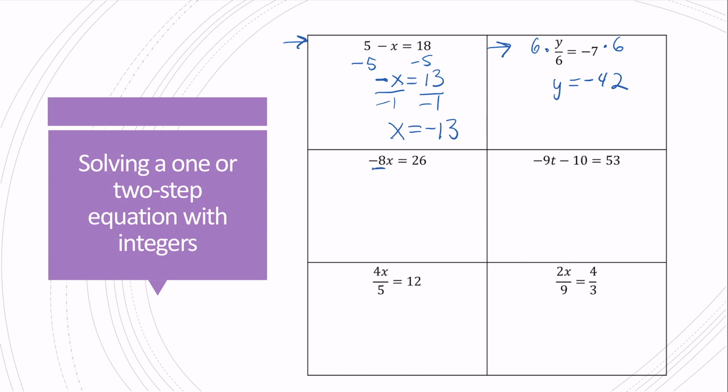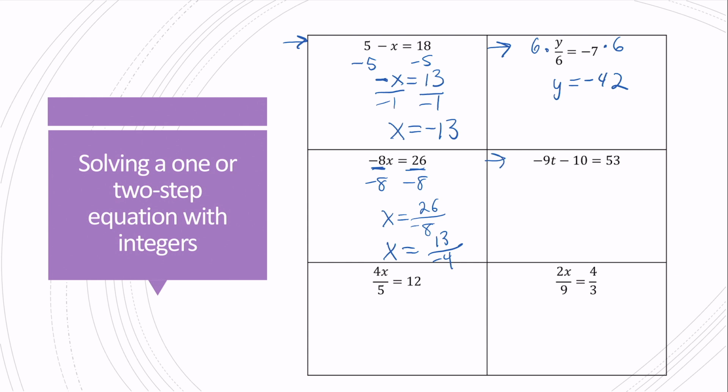I have negative 8x equals 26. I want to get this x all by itself. So I'm going to divide both sides by negative 8. I have x equals 26 over negative 8. And I'm hoping something in your head is going, this is a problem, because we have to simplify all of our fractions. I'm looking to simplify this. Well, what's the greatest common factor negative 8 and 26 have in common? I think it's 2, and I would be correct. So x is 13 over negative 4.